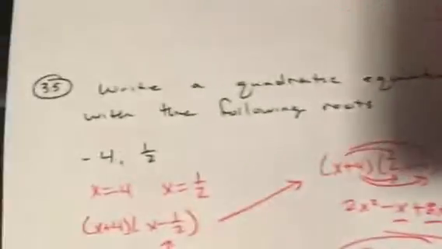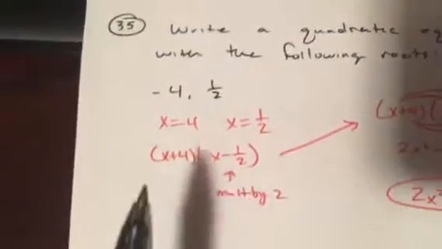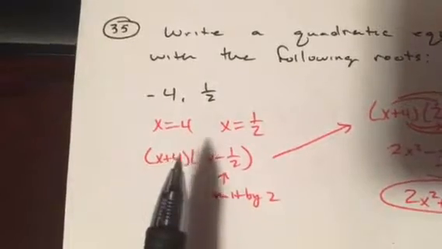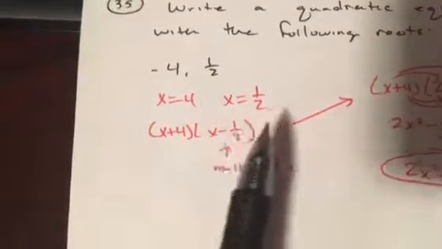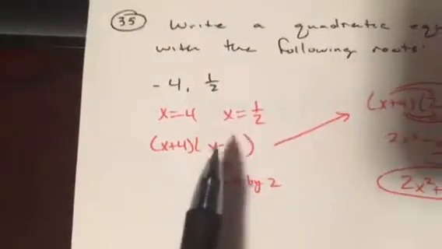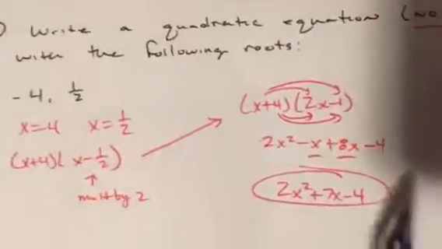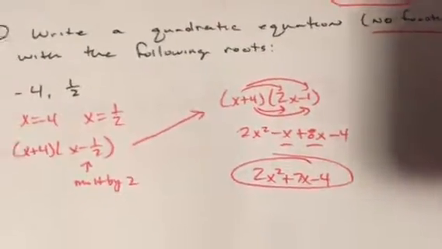No fractions allowed with the following roots. If I tell you x equals negative 4 and x equals 1/2, that means the opposite, x plus 4, is in the parenthesis, and x minus 1/2. No fractions allowed, so you're going to get rid of this half by doubling all of this. And that's going to give you 2x minus 1. Then you just FOIL, combine like terms to get your answer there.